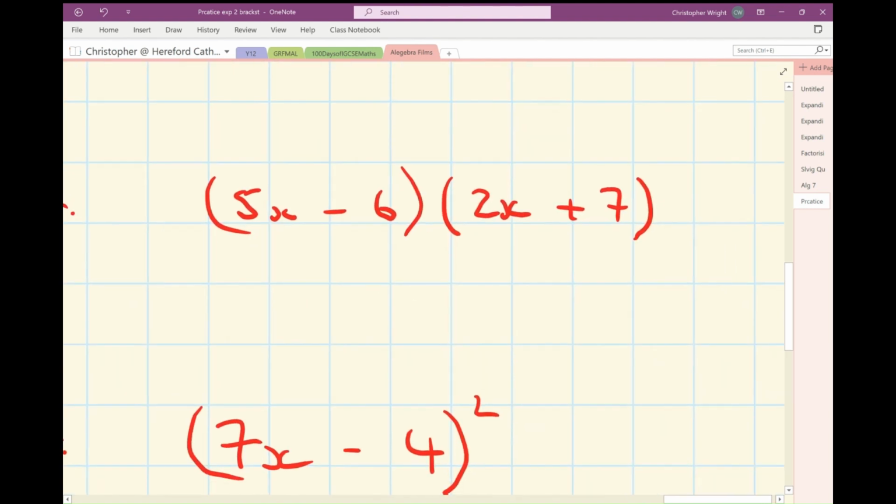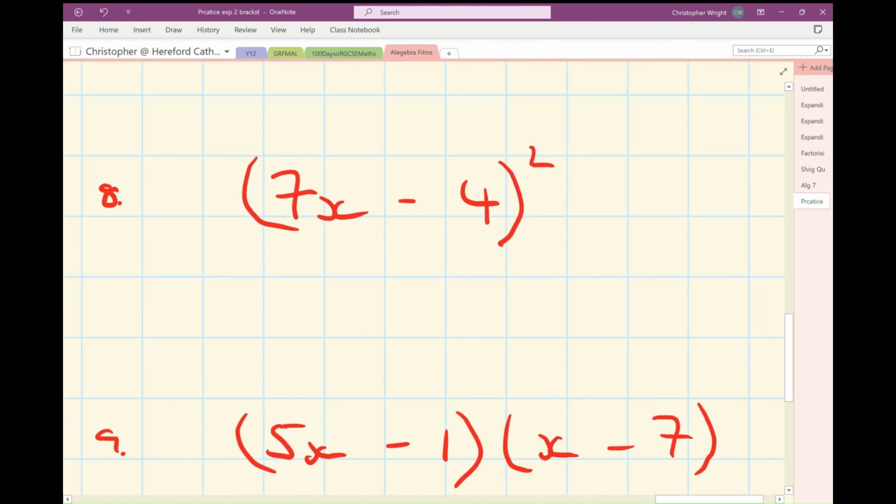Number 7, 10x squared. Right, the nose minus 12x, the mouth plus 35x, minus 12x plus 35x is plus 23x. And then minus 6 times plus 7 is minus 42.